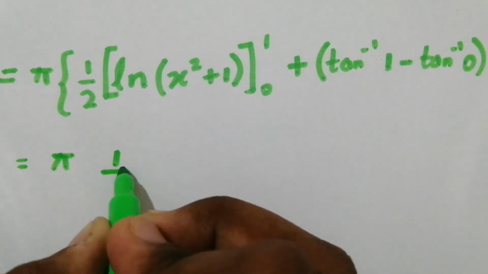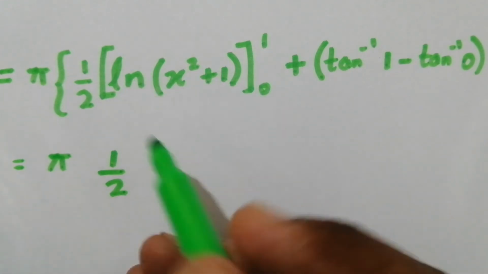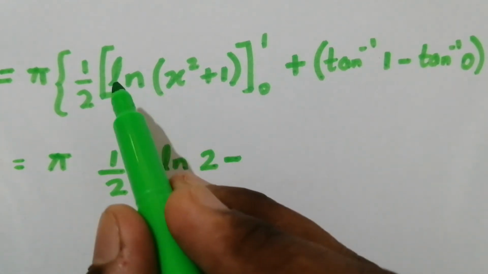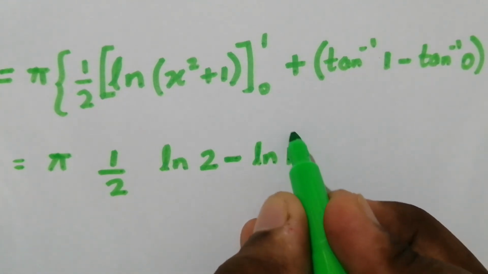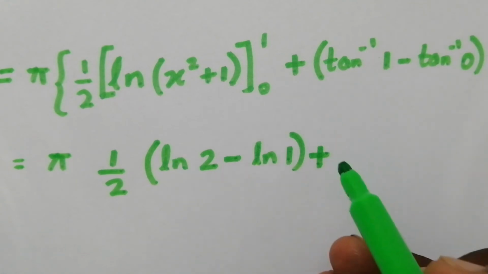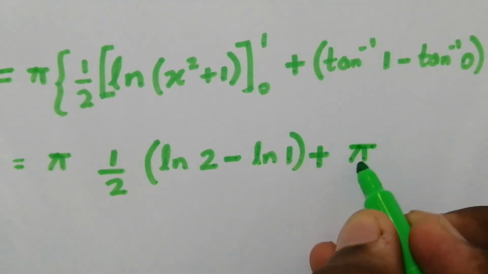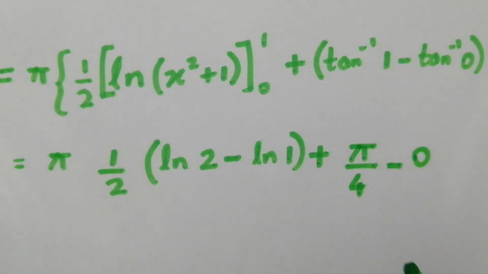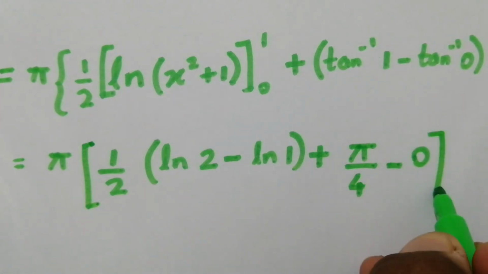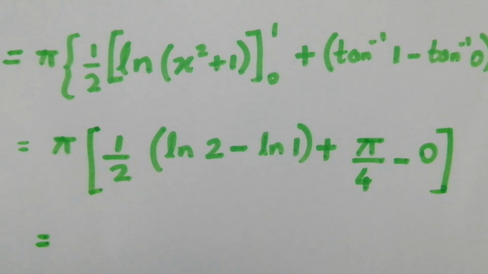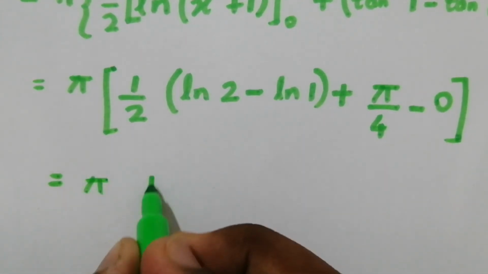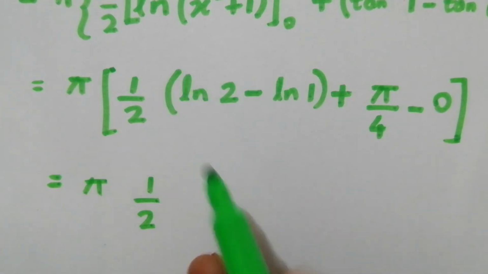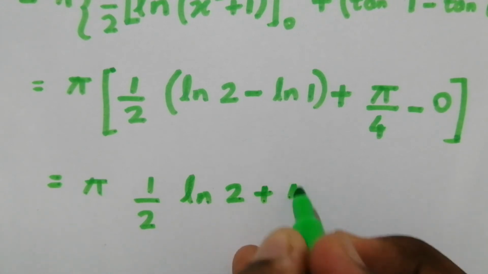Here it is pi times half. Here also I am going to substitute the values 1 and 0. ln of 1 squared plus 1 is ln 2, minus, when you substitute 0, it is ln 1. Plus tan inverse 1 is equal to pi upon 4 in the principal values, minus tan inverse 0, which is equal to 0. Pi times half. The value of ln 1 is 0, so I have only ln 2 in here, plus pi upon 4.